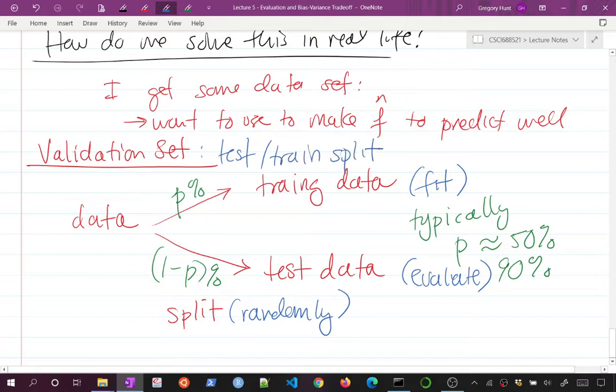Split the testing data, training data. Some percent you train on, the other percent you use to test. Typically, the testing data is a smaller percentage, though it doesn't really matter. And this doesn't run into your problem because you're evaluating on the test data.